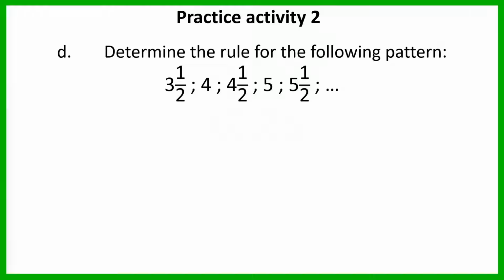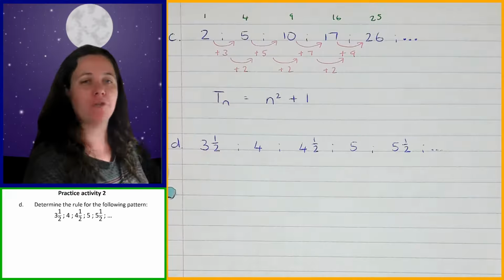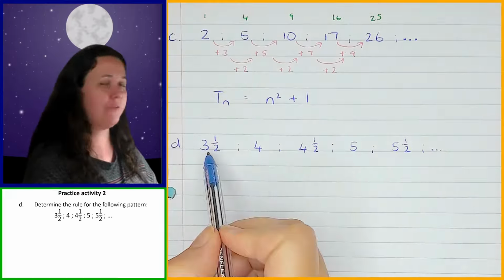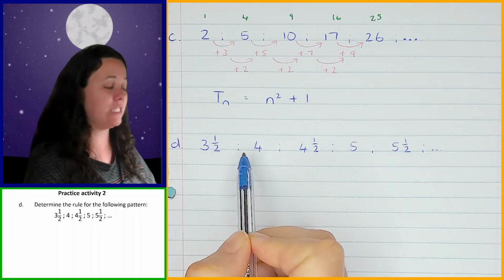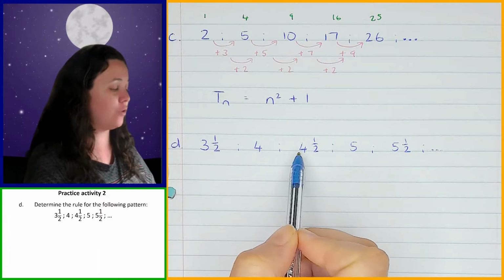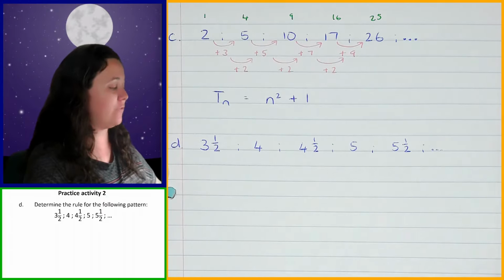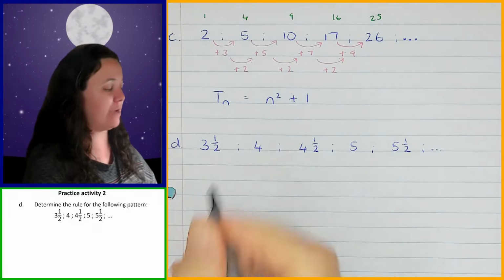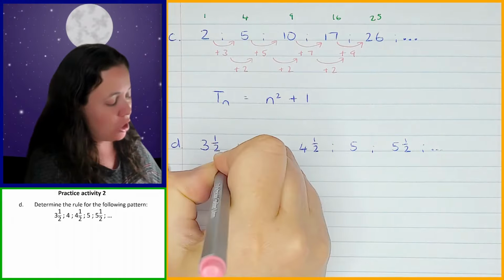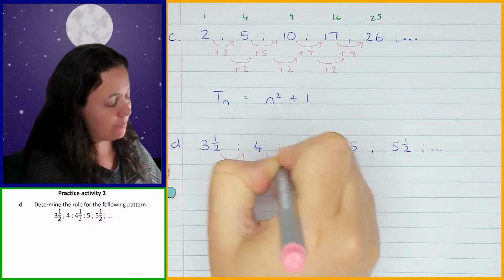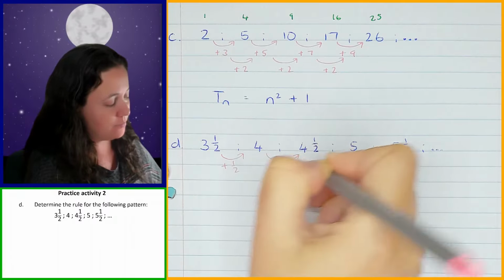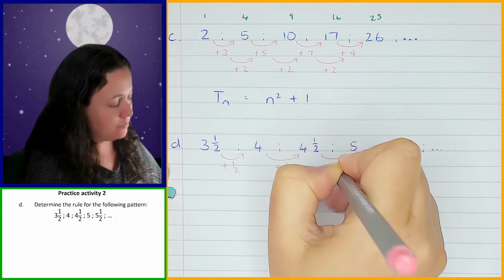Okay, so let's go through that quickly. So over here is my pattern. To get from 3.5 to 4, I add a half. From 4 to 4.5, I add a half. From 4.5 to 5, I add a half. And from 5 to 5.5, I add a half. So this is a constant difference of a half.